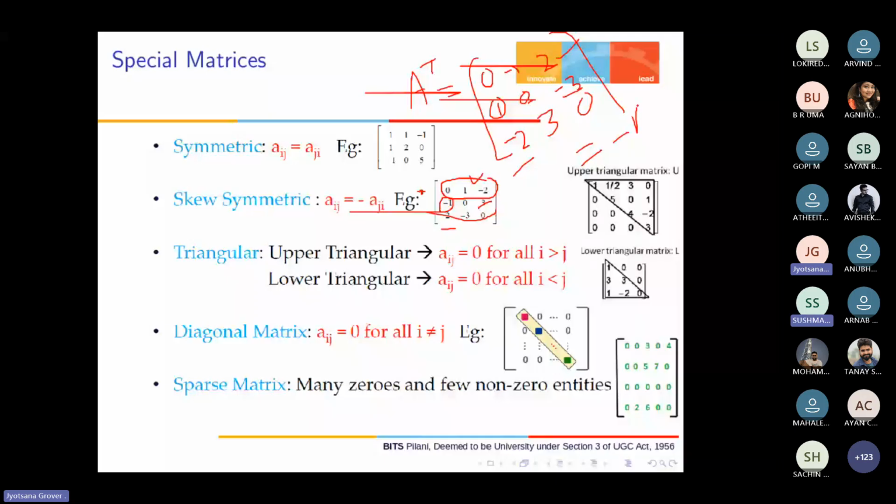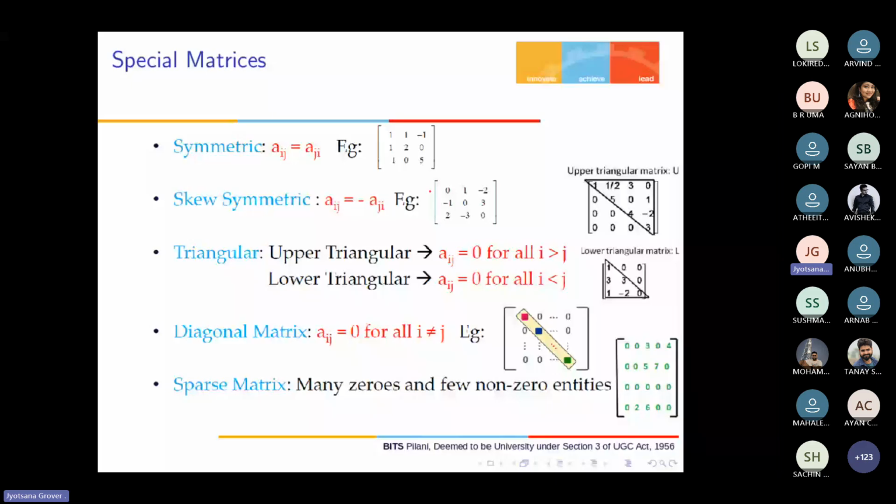Okay, now let me ask you one question. What is the important observation about the skew symmetric matrix? Can you observe something?